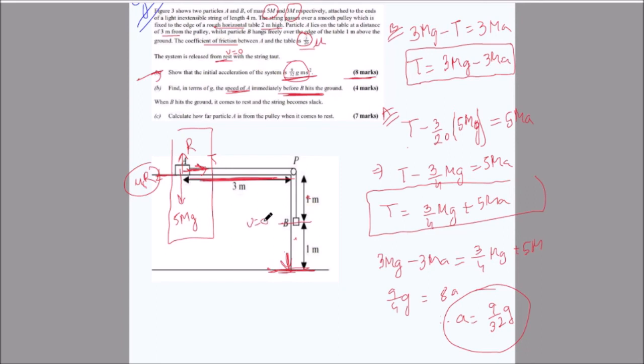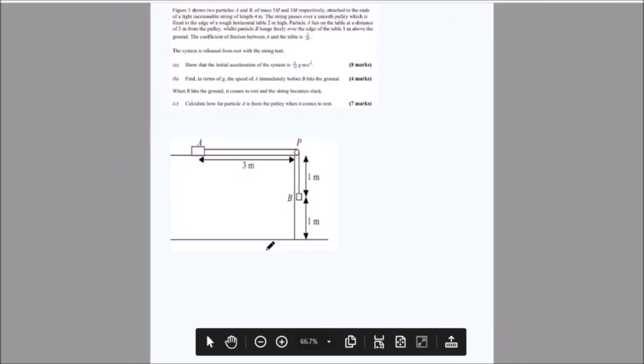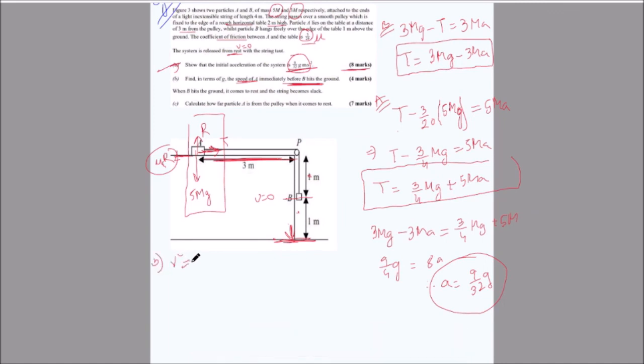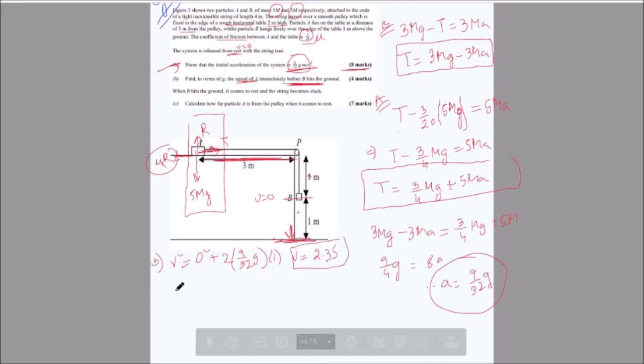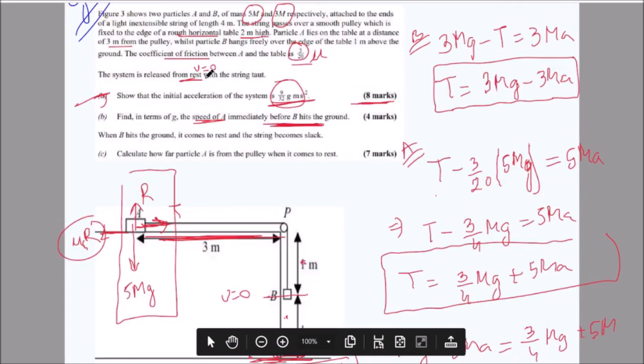A is 9/32, we calculated this, and the distance is given as 1. So V squared equals U squared plus 2AS. From here, if you calculate it, it will be 2.35. So that's the velocity. Then comes the most difficult one.